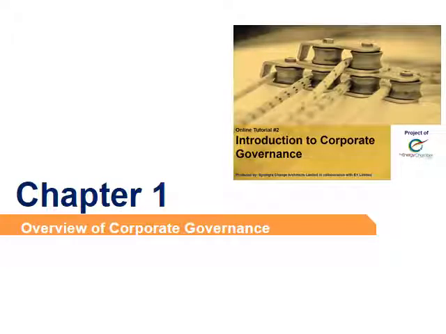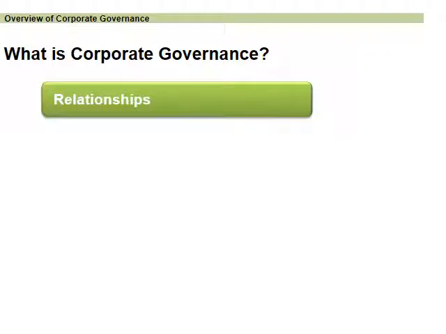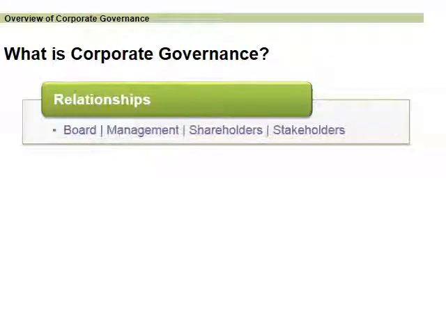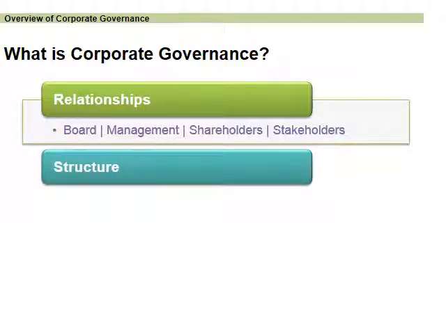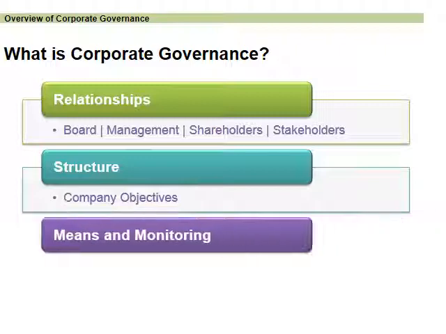Overview of corporate governance. Corporate governance is the system by which companies are directed and controlled. As discussed in the other modules in this online suite of programs, corporate governance involves a set of relationships between a company's management, its board, its shareholders, and other stakeholders. Corporate governance also provides the structure through which the objectives of the company are set, and the means of attaining those objectives and monitoring performance are determined.